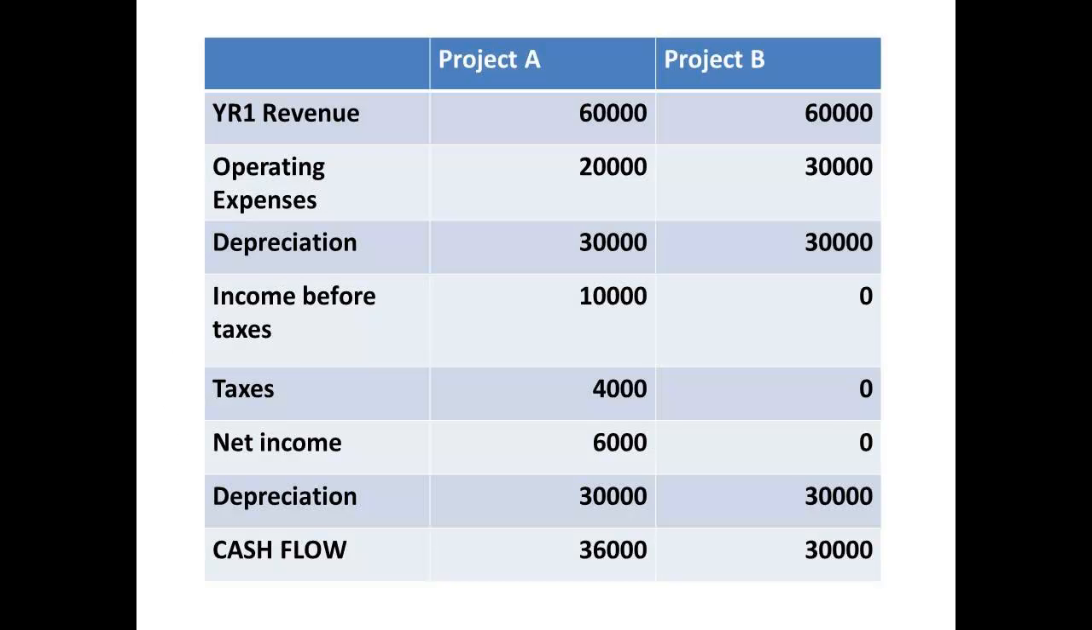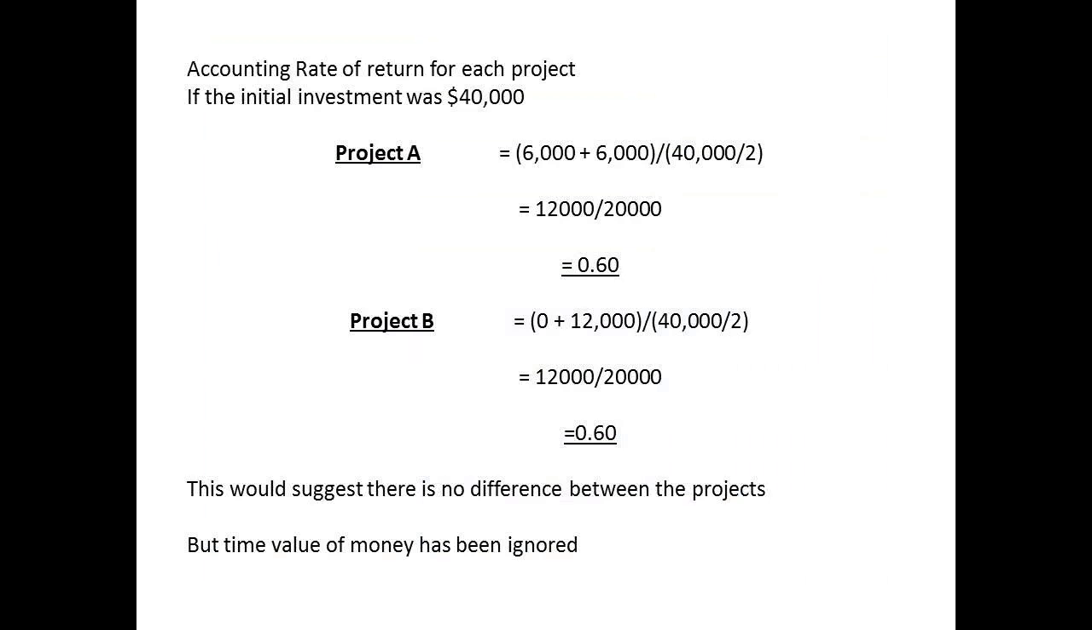We will consider two projects and the cash flows over 2 years. Both projects have the same revenues in year 1, but due to differences in operating expenses, the net income for Project A in year 1 is $6,000 and that of Project B is $0. In the second year, net income for A is $6,000 and for B it is $12,000. Using the accounting rate of return for each project, we find we obtain the same figure for each project, a rate of return of 0.60. This would lead us to believe there was no difference between the two projects.